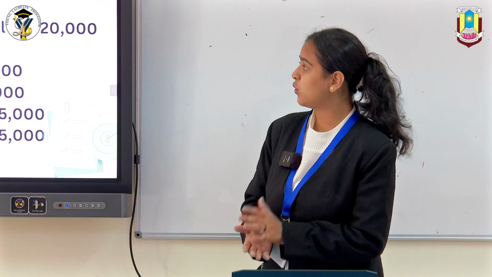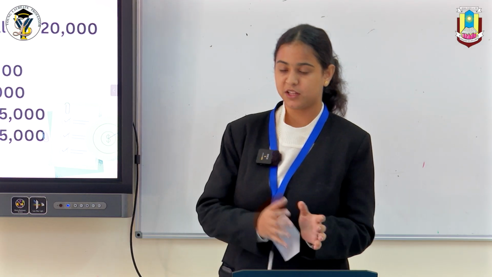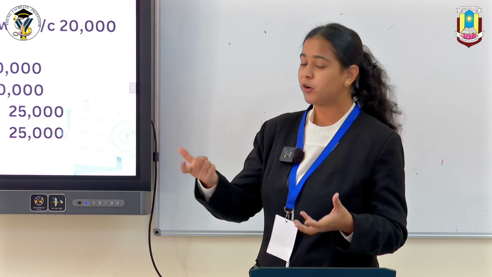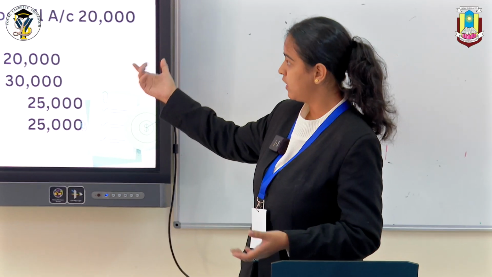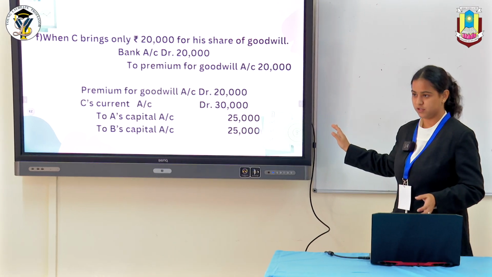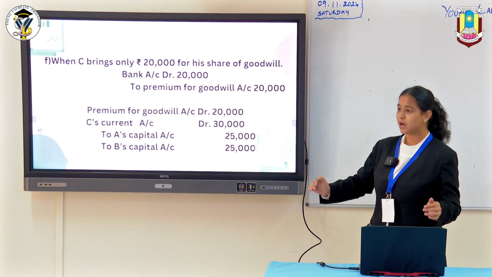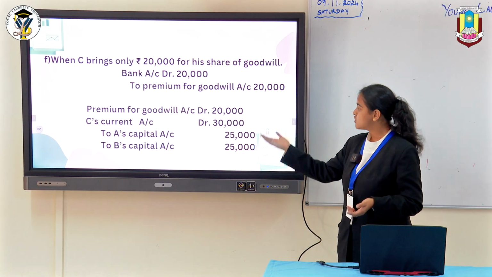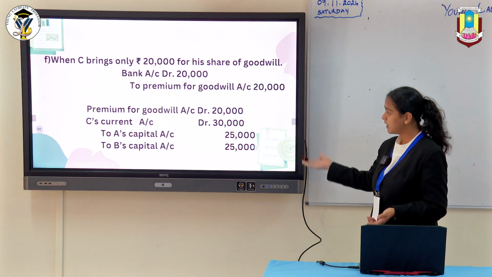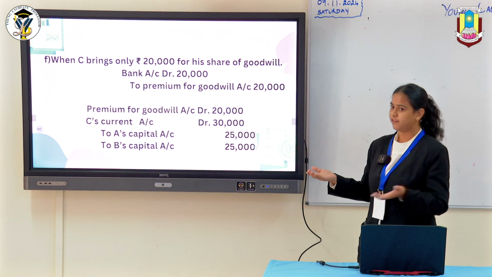Now when C brings only 20,000 of his share of goodwill, he is supposed to bring 50,000, but he is bringing only 20,000. So first, whatever amount he has brought, we'll give it to the premium account. That is bank account debit 20,000 to premium for goodwill account 20,000. Now he has to bring 50,000, but he brought 20,000. So the rest of the amount will be taken from his current account. So premium for goodwill account debit 20,000, C's current account debit 30,000, to A's capital 25,000, to B's capital 25,000.